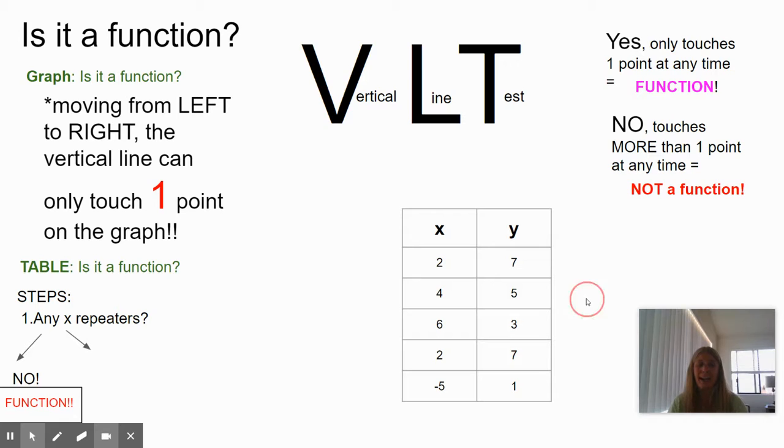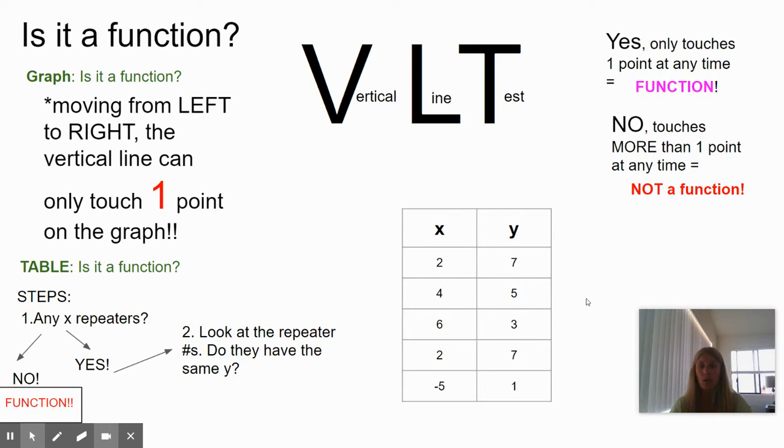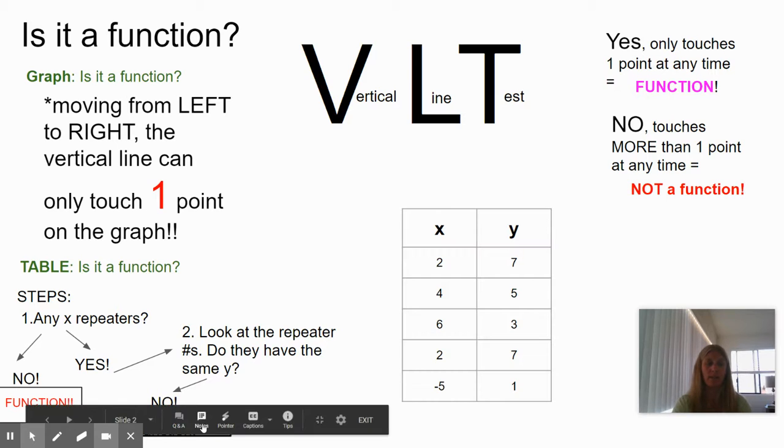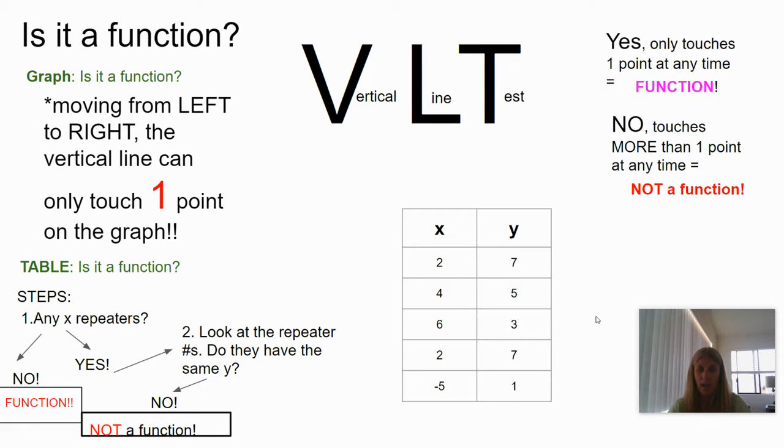So we ask ourselves the second question, if there are repeaters: look at the repeater numbers. Do they have the same y value? My first 2 has a y value of 7, and my second 2 has a y value of 7. Now, if the answer is no, they don't go to the same number, then it is not a function.